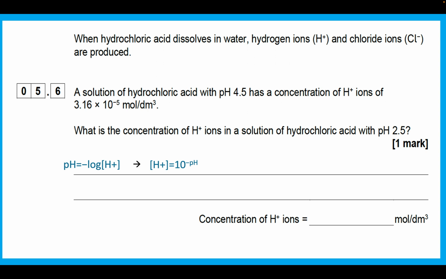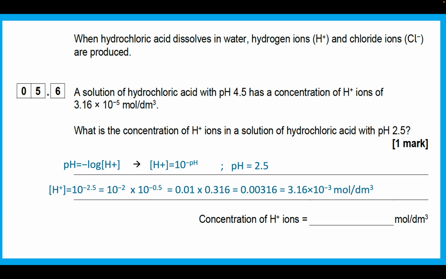In our problem, pH equals 2.5. Substituting this into the formula, hydrogen ion concentration equals 10 to the power of -2.5 equals 10 to the power of -2 times 10 to the power of -0.5 equals 0.01 times 0.316 equals 0.00316 equals 3.16 times 10 to the power of -3 moles per cubic decimeter. And this is the correct answer, which fully aligns with the marking scheme.